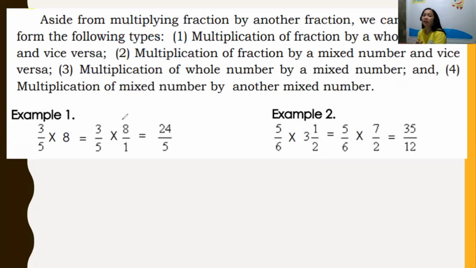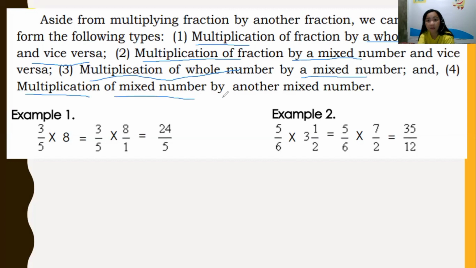Aside from multiplying fraction by another fraction, we can also perform the following types. Number 1 is multiply fraction by a whole number, and vice versa. It can be a whole number by a fraction. Number 2 is multiplication of fraction by a mixed number. And number 3 is multiplication of whole number by a mixed number. And number 4 is multiplication of mixed number by another mixed number.